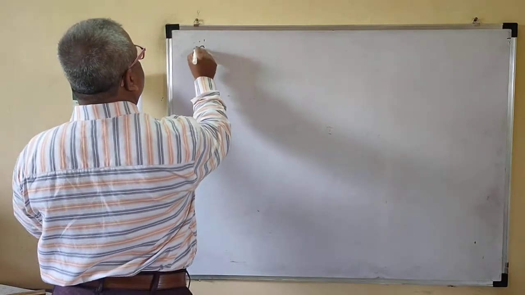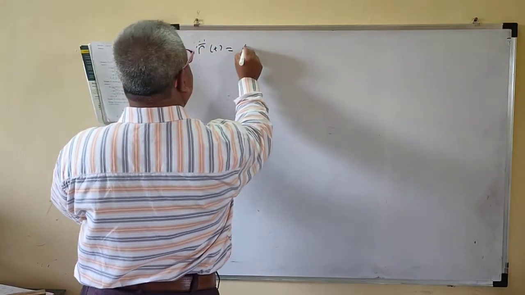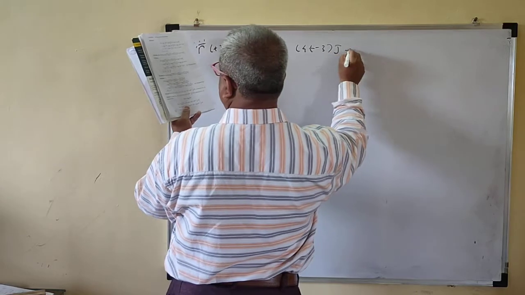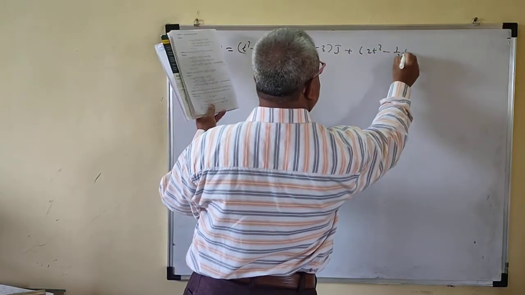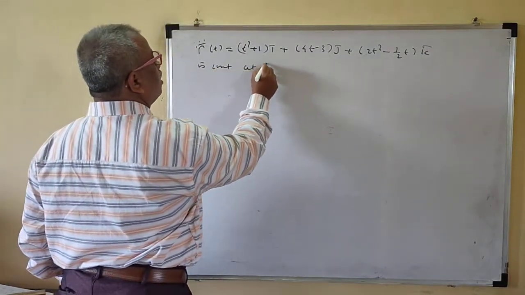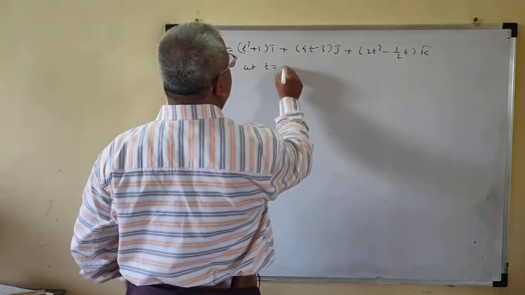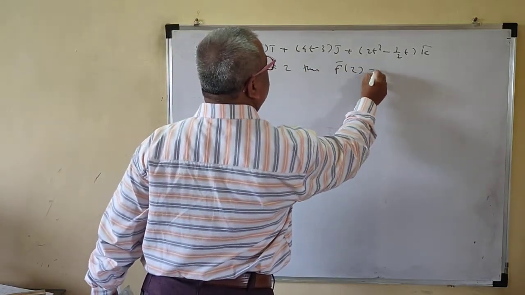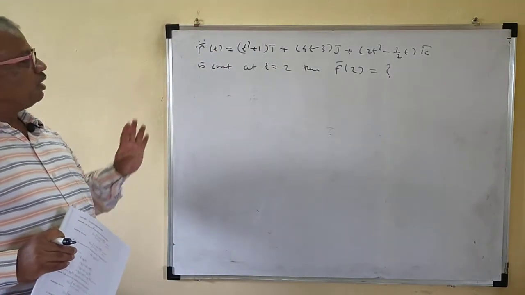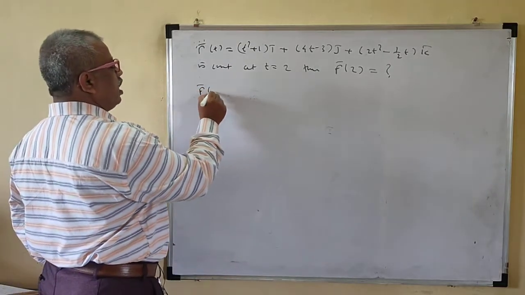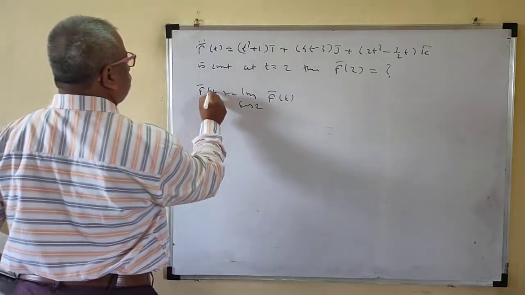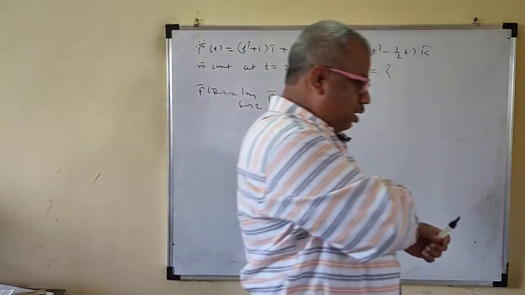Okay, so if f bar of t is equal to t square plus 1 I bar plus 4t minus 3 j bar plus 2t square minus 1 half t k bar is continuous at t is equal to 2, then f bar of 2 is equal to what? So you have to find f bar of 2. The function is continuous at t is equal to 2, that means your f bar of 2 is equal to limit t tends to 2 of f bar of t.